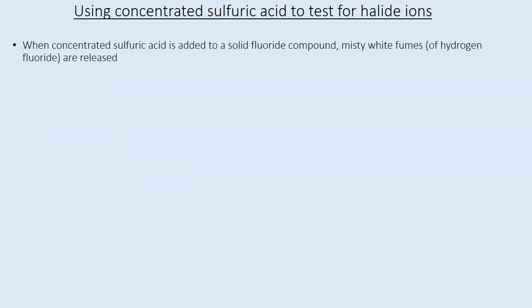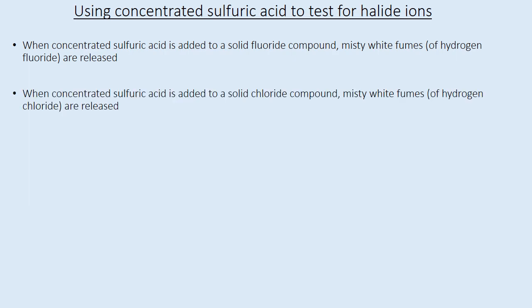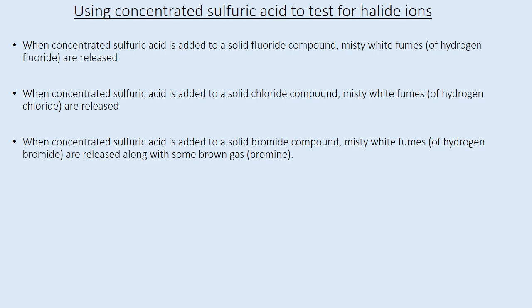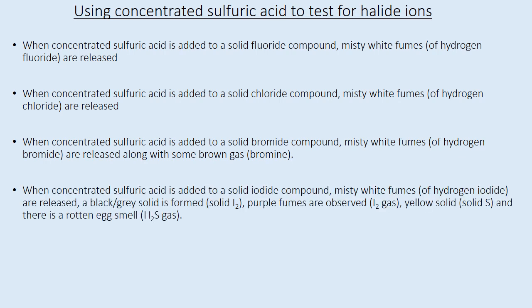So in summary, when you add sulfuric acid to solid sodium fluoride, you will get misty white fumes, and that's it. The misty white fumes are the hydrogen fluoride. When it comes to chloride, you get the same observation. You get misty white fumes, which is hydrogen chloride. When you add sulfuric acid to a solid bromide compound, you will get misty white fumes of hydrogen bromide, along with some brown gas of the bromine.